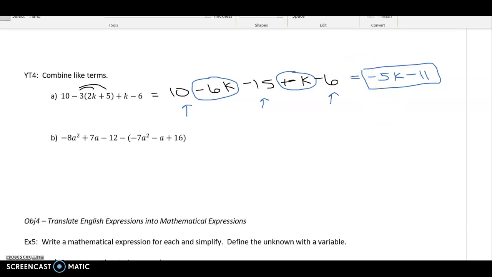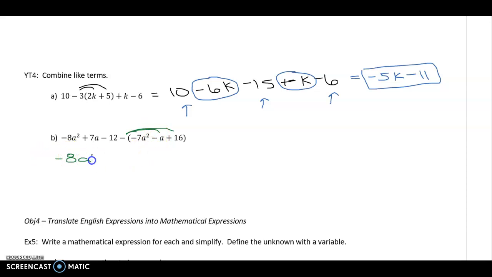And then let's try B. We're going to skip over all of this. You always want to do distribution first. And that's like following the order of operations. We multiply or divide before we add or subtract. So this is all adding and subtracting, but this is multiplying. So I'm going to multiply first.